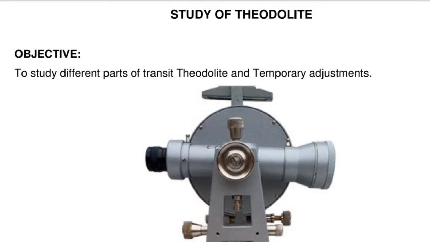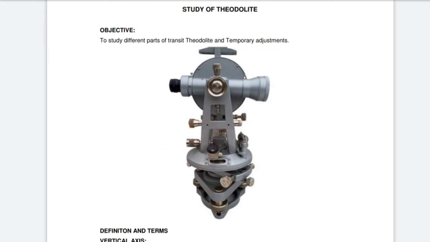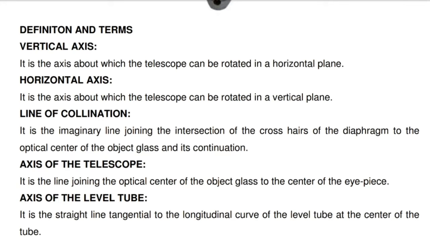Study of theodolite. Objective: to study different parts of transit theodolite and temporary adjustments. Definition and terms. Vertical axis. It is the axis about which the telescope can be rotated in a horizontal plane.